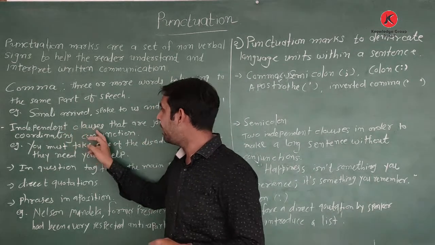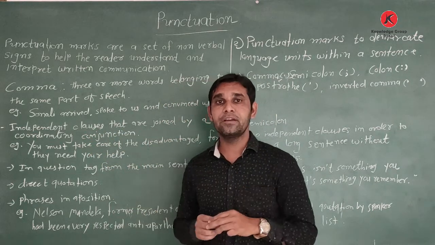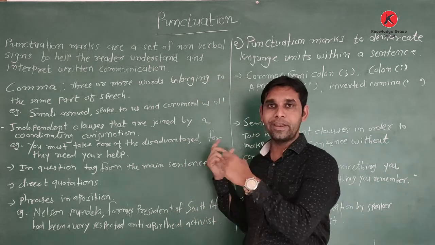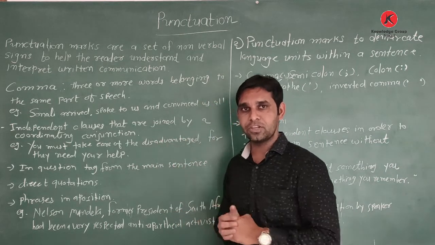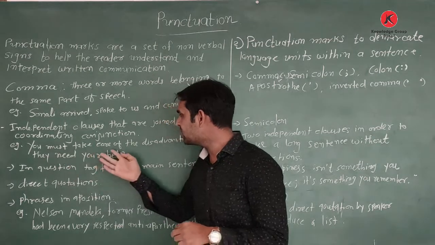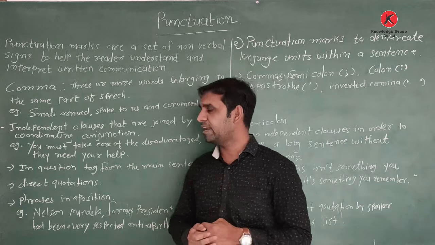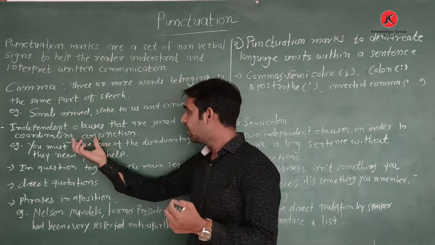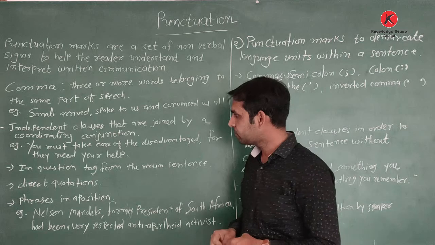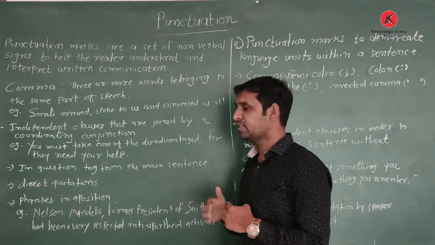Then comes to the independent clauses that are joined by a coordinating conjunction. Before the coordinating conjunction, what do we use? The comma, before joining with the coordinating conjunction in a sentence. Here already I have written the example. See, you must take care of the disadvantage, then comma, for they need your help. Using the coordinating conjunction, before that what do we use? We use the comma.